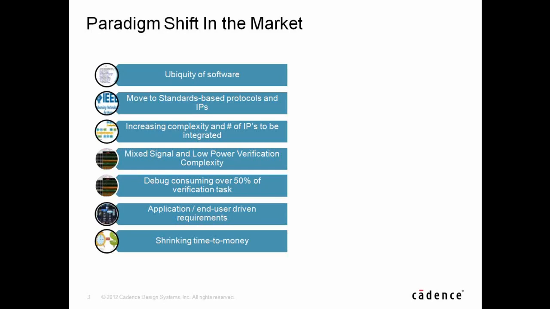So software standards, I think that's been mentioned several times today. More and more IP interface protocols, there's just huge numbers of them. So that obviously is an area where we can provide automation.